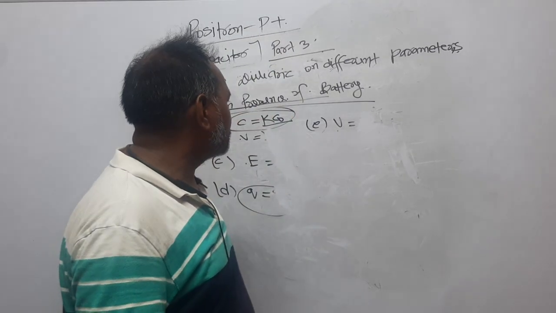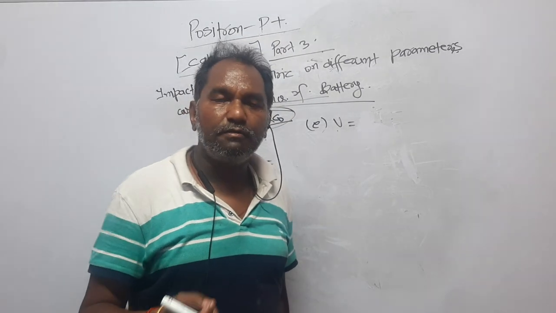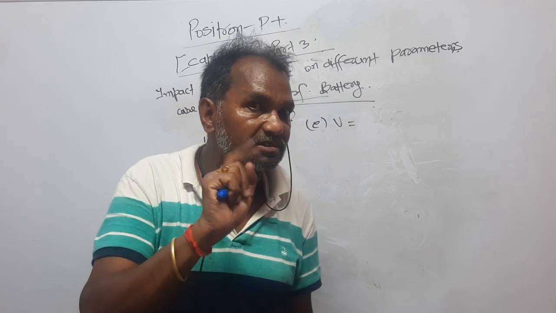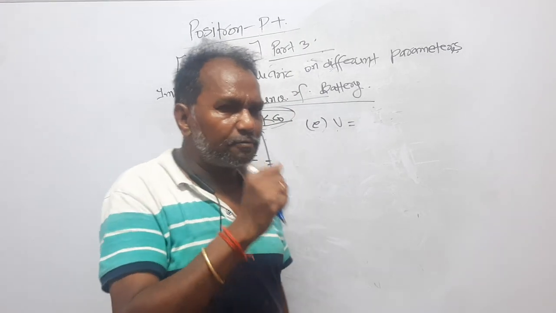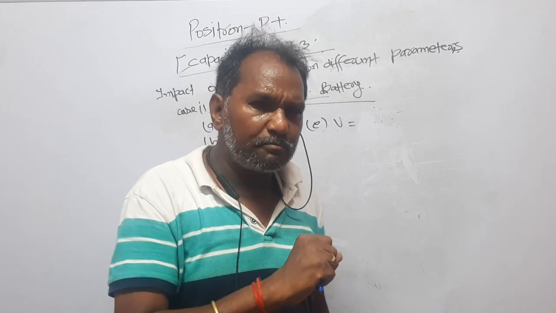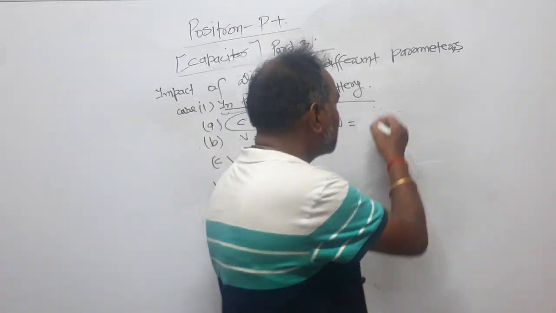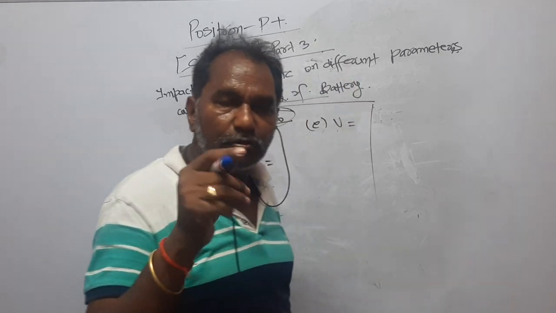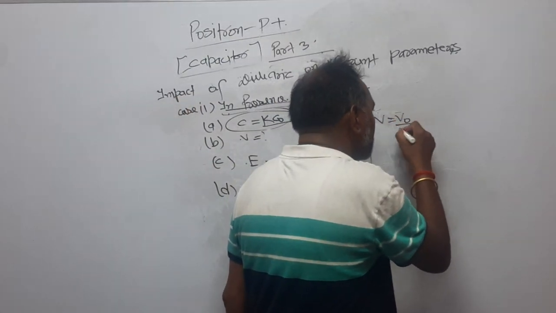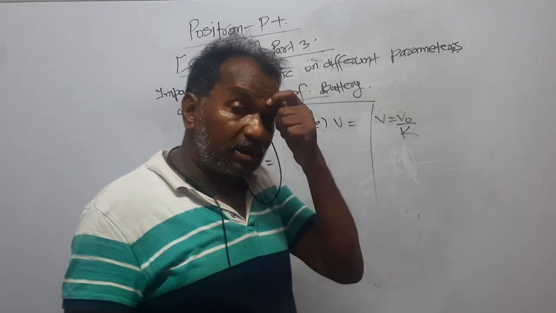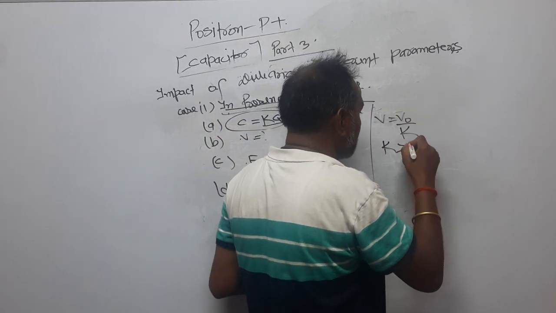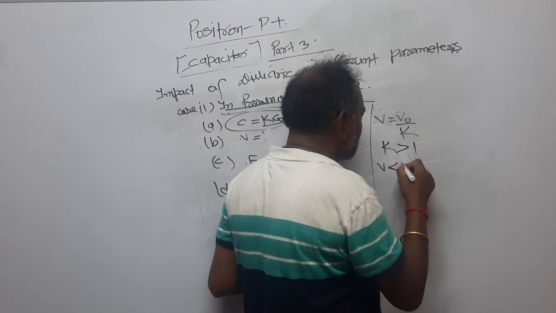Now, dear student, what is important is the impact on the potential in the presence of dielectric if the battery is connected. What I told you is that in the absence of battery, if you introduce the dielectric, the potential becomes V naught upon K, right? K is actually greater than 1, so V is less than V naught.